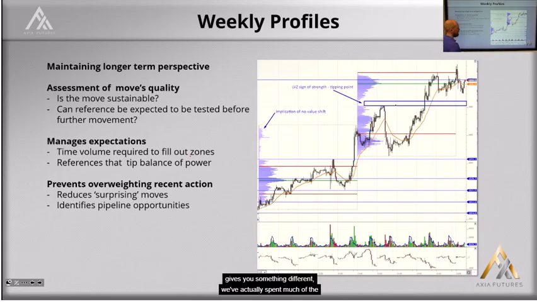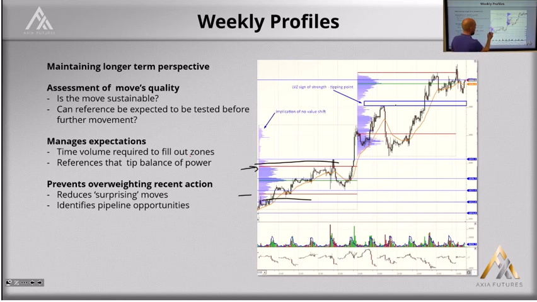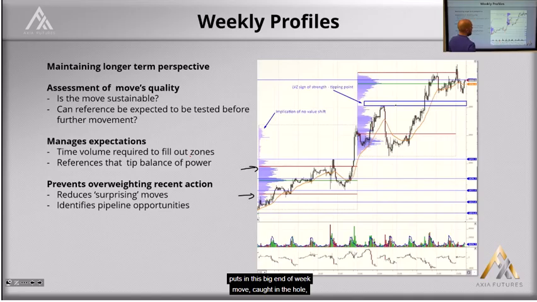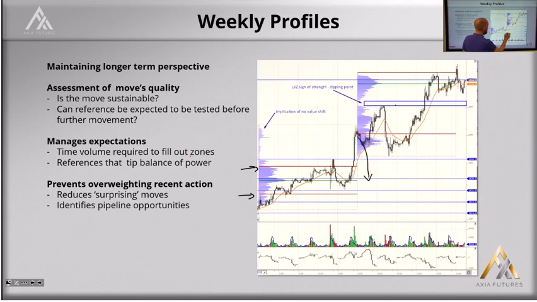We've actually spent much of the week trading down here. You look at where value is, the red lines, this is a market that hasn't really shifted value higher, yet puts in this big end of week move, caught in the hole essentially on a week. Now, it doesn't lead you to a trade in quite the same way that a daily does, but it allows you to look at this and think to yourself, until we spend some time accepting value higher, this is not a market that is going to continue. We need that. If it can't accept value higher, then we get dragged back down here.